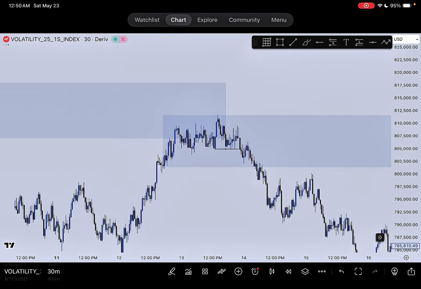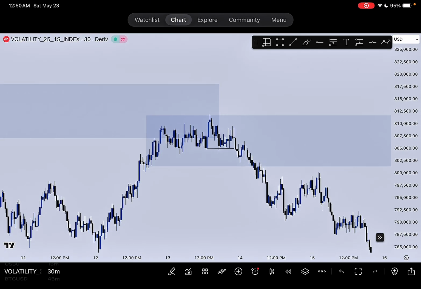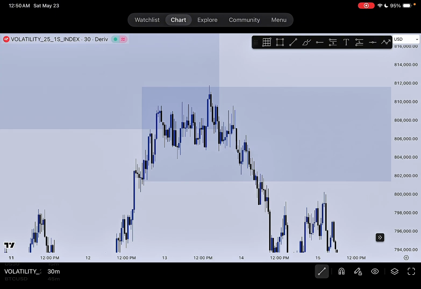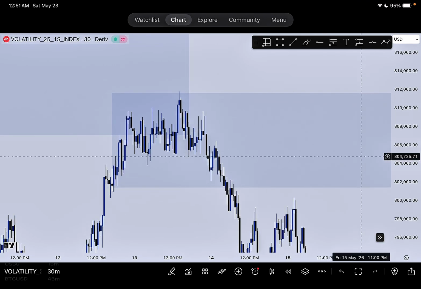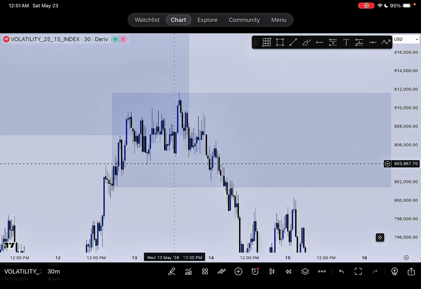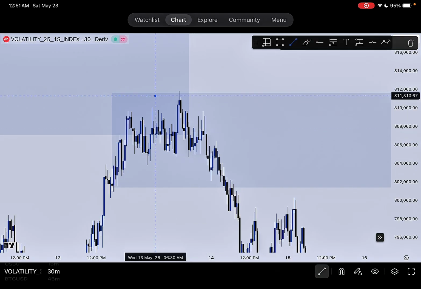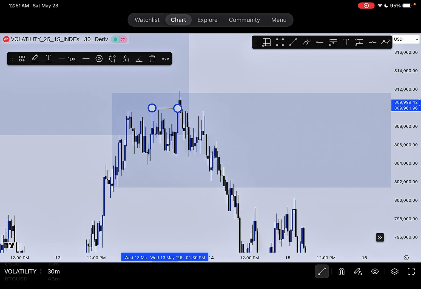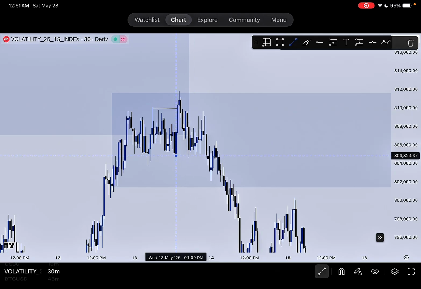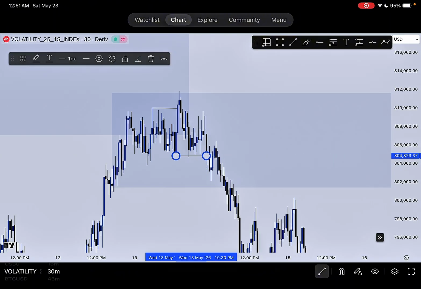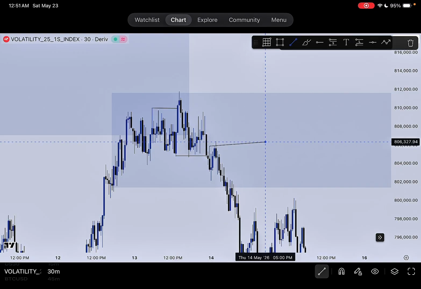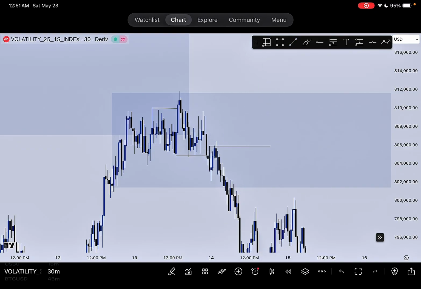What do we have here? From here we can clearly see that we also have this break of structure here, this break of structure. And where is our MSS? This is our MSS here. Then we have this pullback, which is our inducement. And where is the market reacting from?